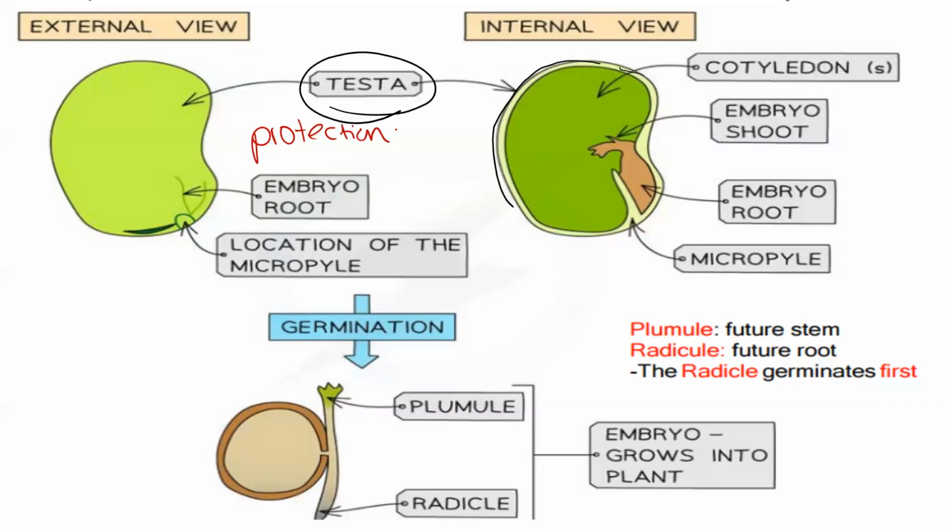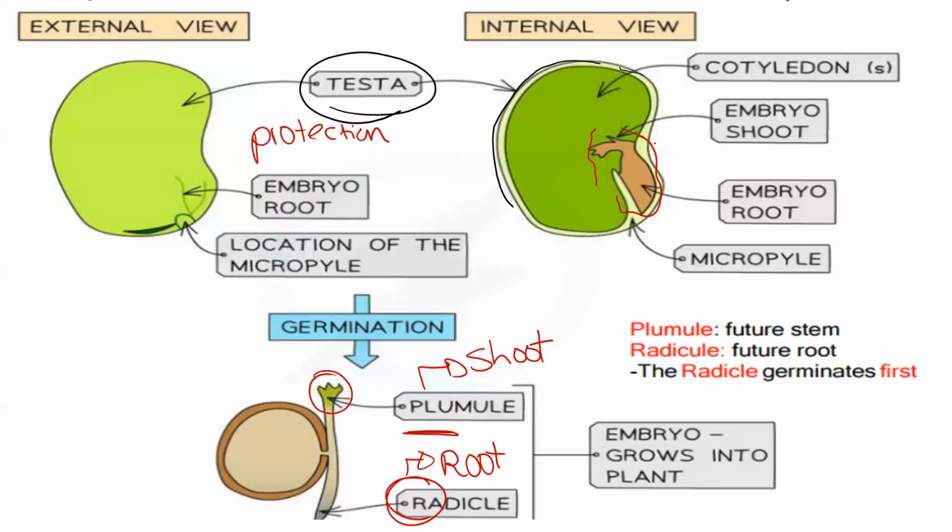Okay. Now, let's look inside the seed. There is a small baby plant, and this small baby plant is divided into two parts: the plumule and the radicule. This is the embryo plant, the baby plant. The plumule will grow to be the future shoot and leaves. And the radicule, it starts with the letter R, and it will grow to be the future root.